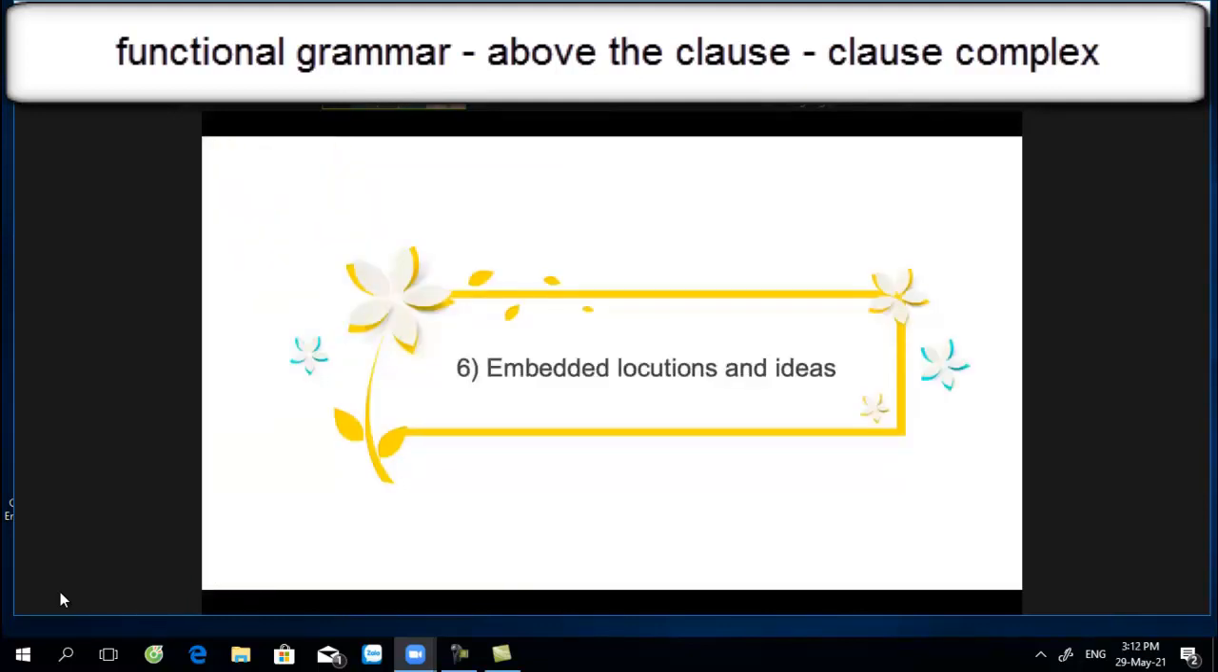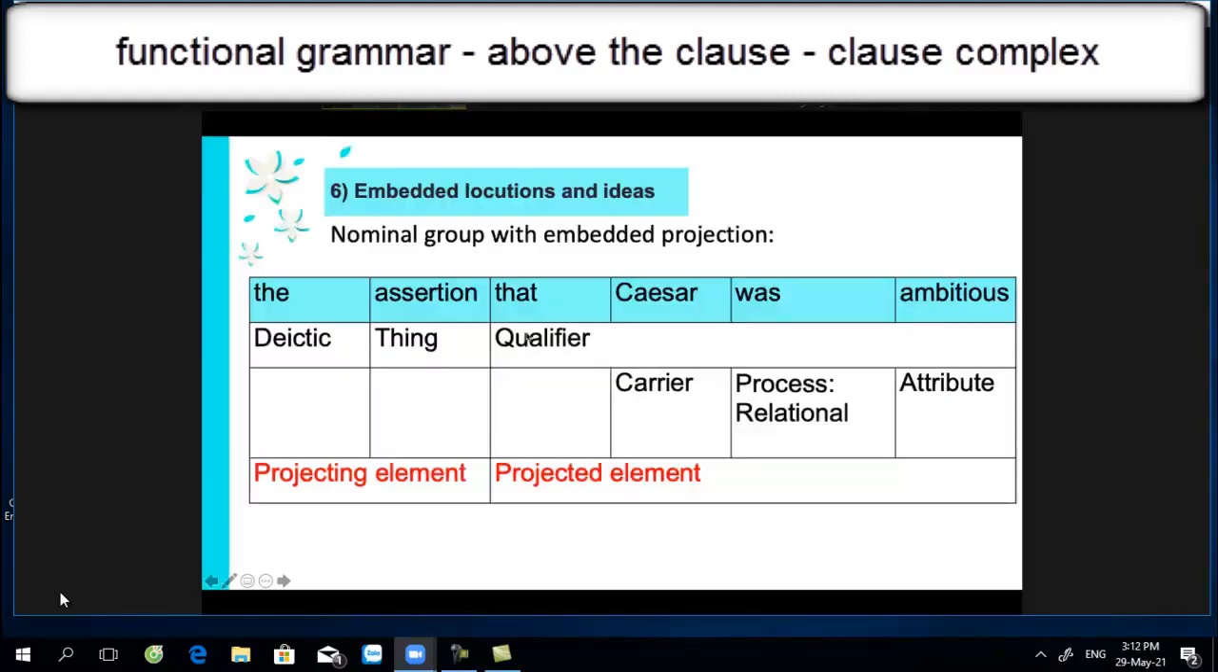Now let's come to number 6, embedded locutions and ideas. Locution means verbal, 2 phẩy, and ideas mean mental, 1 phẩy. So let's look at the first example. The assertion that Caesar was ambitious. Assertion here is a noun, but actually it's derived from the verb assert. So we call it the projecting element. But that Caesar was ambitious is a projected element, and it modifies, it's a qualifier for the noun assertion.